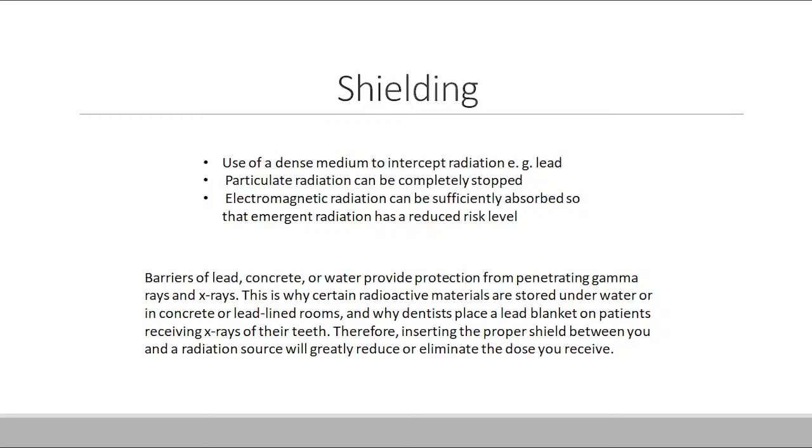Shielding: use of a dense medium to intercept radiation. Particulate radiation can be completely stopped. Electromagnetic radiation can be sufficiently absorbed so that emergent radiation has a reduced risk level. Barriers of lead, concrete or water provide protection from penetrating gamma rays and X-rays. This is why certain radioactive materials are stored underwater or in concrete or lead-lined rooms, and why dentists place a lead blanket on patients receiving X-rays of their teeth. Therefore, inserting the proper shield between you and a radiation source will greatly reduce or eliminate the dose you receive.